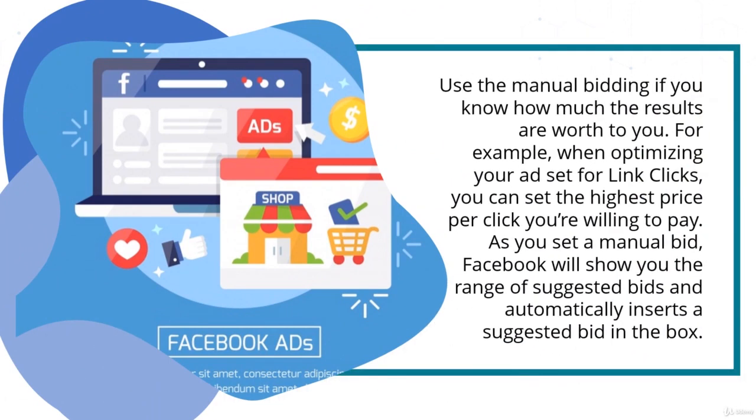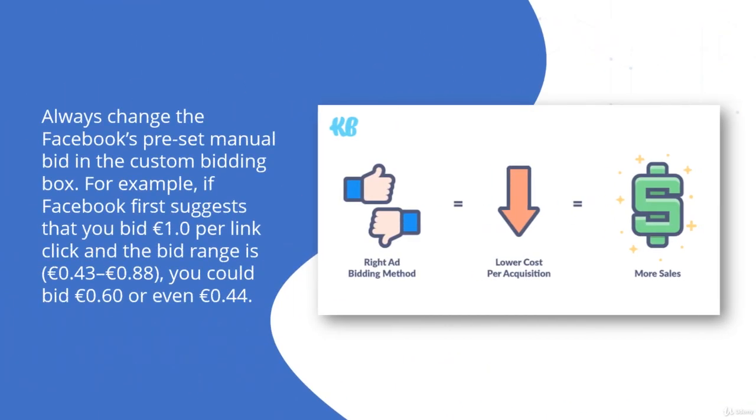Use the manual bidding if you know how much the results are worth to you. For example, when optimizing your ad set for link clicks, you can set the highest price per click you're willing to pay. As you set a manual bid, Facebook will show you the range of suggested bids and automatically inserts a suggested bid in the box. Always change the Facebook's preset manual bid in the custom bidding box. For example, if Facebook first suggests that you bid €1.0 per link click and the bid range is 43 cents to 88 cents, you could bid 60 cents or even 44 cents.